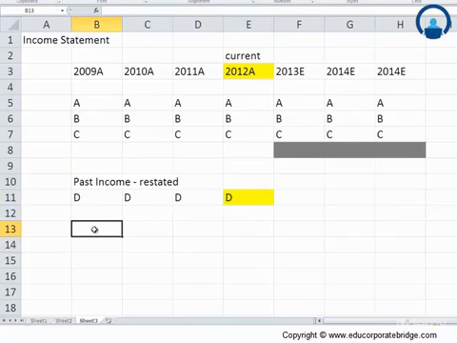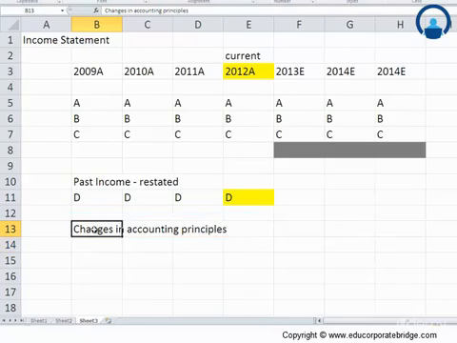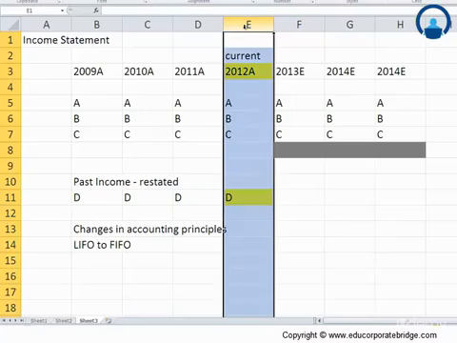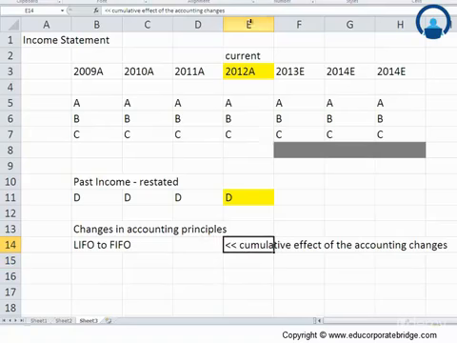Now coming to the second important thing, which was changes in accounting principles. There's a slight difference here. When we talk about changes in accounting principles, we are talking about changes in inventory valuation methods from LIFO to FIFO, or let's say changes in depreciation policy from straight line method to accelerated depreciation method. So in this case we don't restate historical numbers, but what we do is that in the current year of 2012, we actually present a cumulative effect of the accounting changes in the year in which the changes were made.